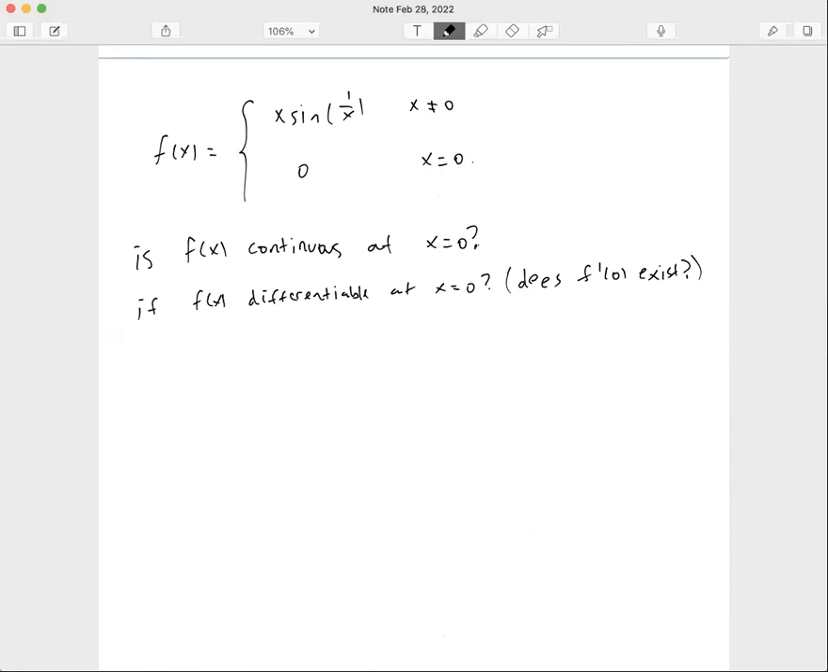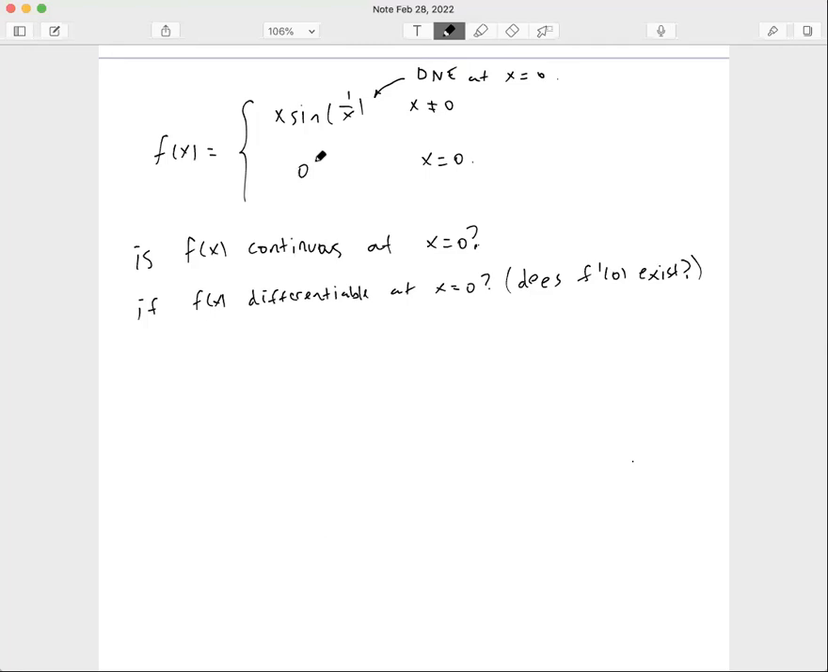Our function is a piecewise function. It's x sine of 1 over x when x does not equal 0, and it's 0 when x is equal to 0. Notice this function up here doesn't exist at 0, right? But that's okay because you just tack on 0 when it's at 0.